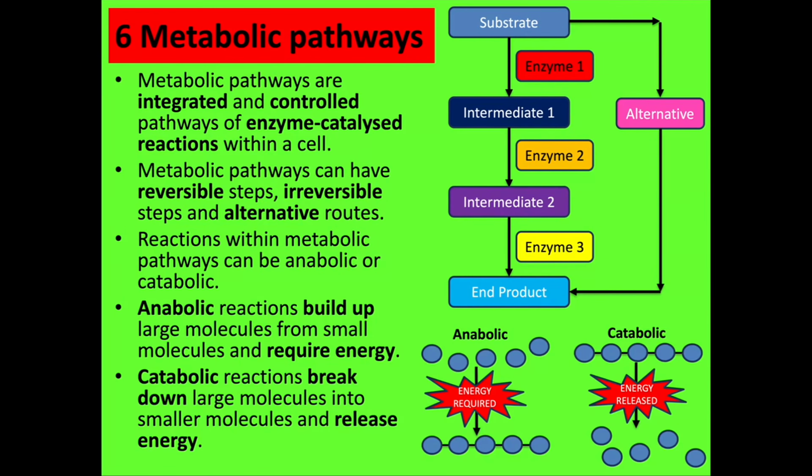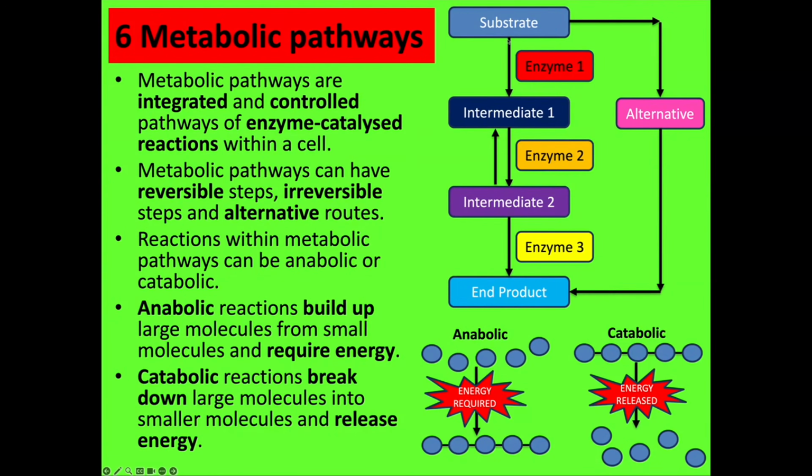Now, when we were in National 5 biology, we learned about the likes of respiration and photosynthesis as enzyme controlled reactions, and these are a good example of some metabolic pathways that we already know about. Okay, so they're controlled by enzymes, which means that the concentration of enzyme will have a big impact on how fast these reactions go because, as we know, enzymes do speed up these reactions. Now, metabolic pathways can have reversible steps, irreversible steps, and alternative routes. And if we have a wee look at our diagram here, we can see some examples of those.